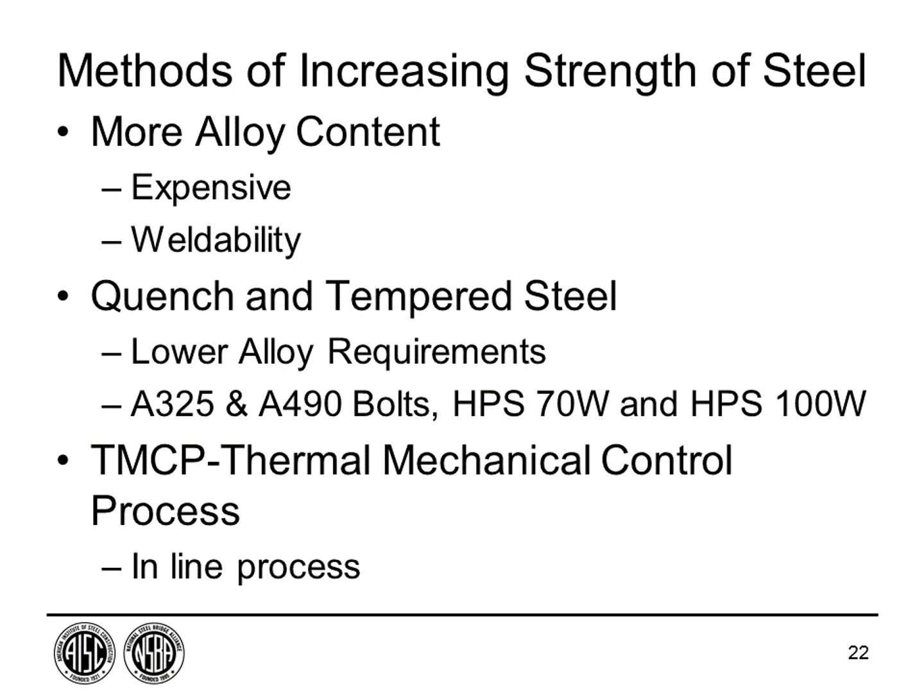We can do that by adding alloy content, which is expensive and sometimes reduces the weldability. I just want to mention also the cheapest way to do it is increase carbon, but that leads to problems that we'll see later on in terms of welding. So we don't do it that way. The other way to do it is to quench and temper the steel. And so we can do that with lower alloy requirements. For example, that's how we make the A325 and A490 bolts. It's also how we make HPS 70W and HPS 100W steels.